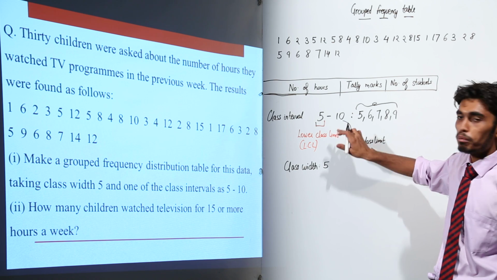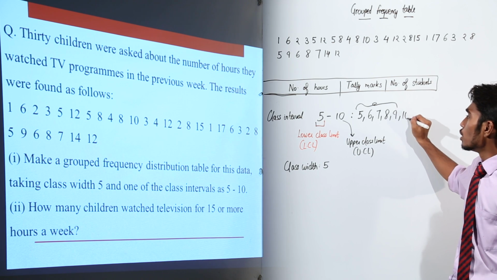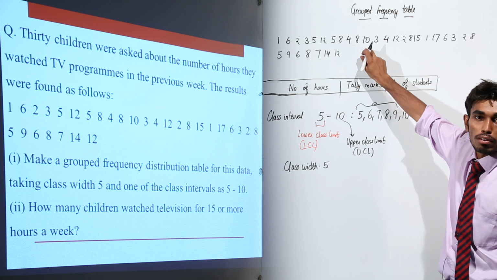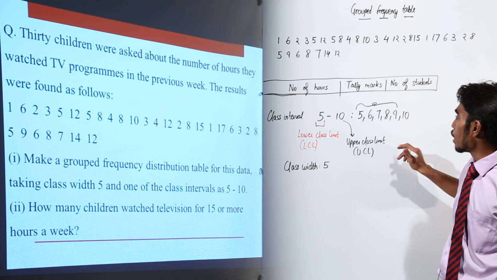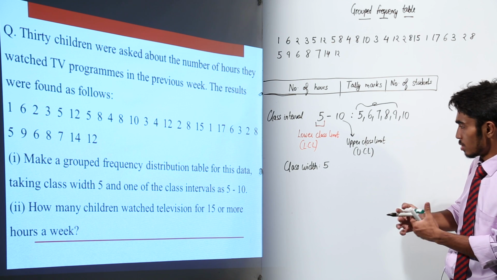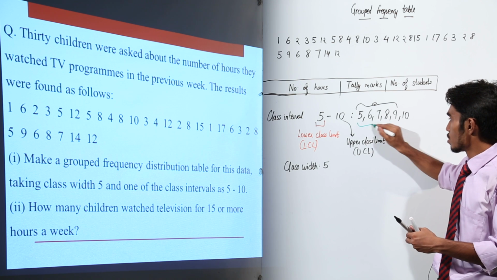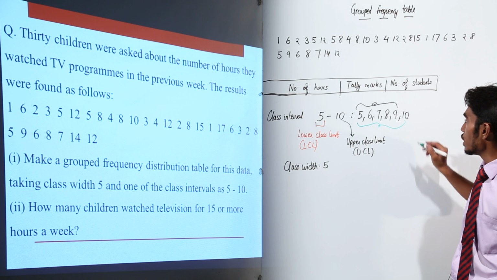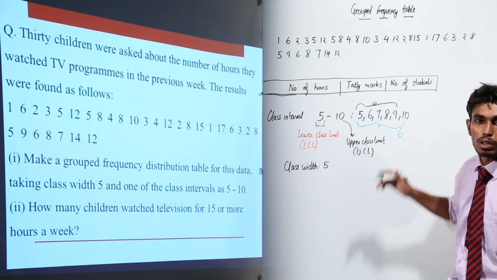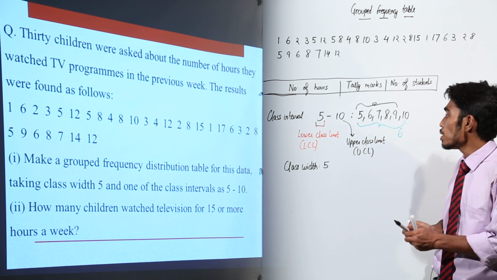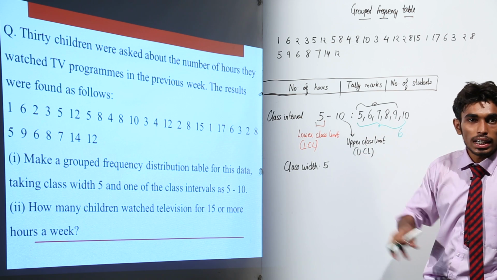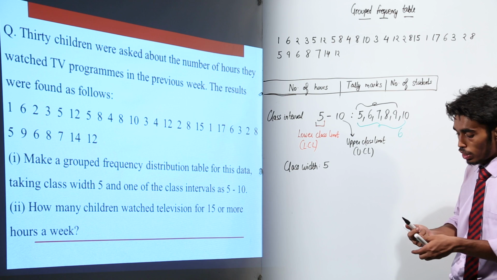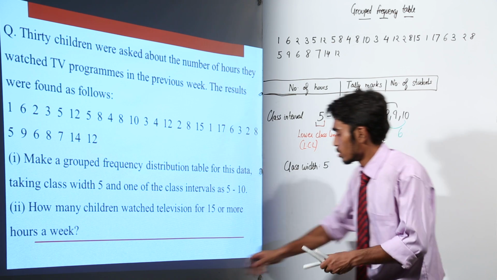If 10 also would have been included in this group, for example, a student who is watching TV programs for 10 hours is included in this group, then the class width would have been 6, right? Because 6 values are included in this group. Similarly, we'll be forming class intervals so that the data is condensed and we save some time. So let us start with the process.